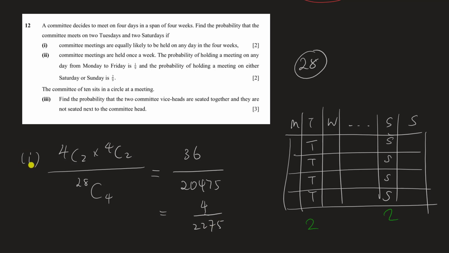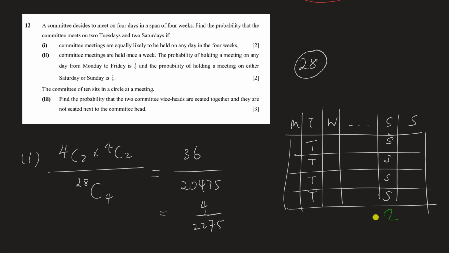And then the second part, it says committee meetings are held once a week now. Probability of holding a meeting on the day from Monday to Friday is 1 over 9. So your weekdays within a week, chances of each one of them happening is 1 over 9, and there is a higher chance for the weekend to happen, 2 over 9 each. So they say now meetings are only to be held once a week. So your Tuesday and Saturdays, you can't have it both on the same week.